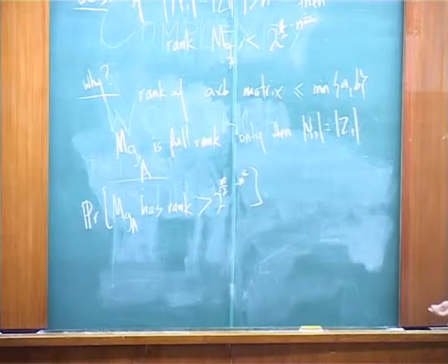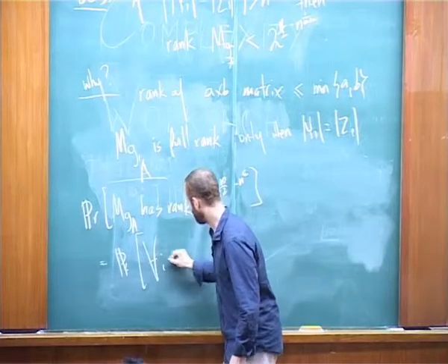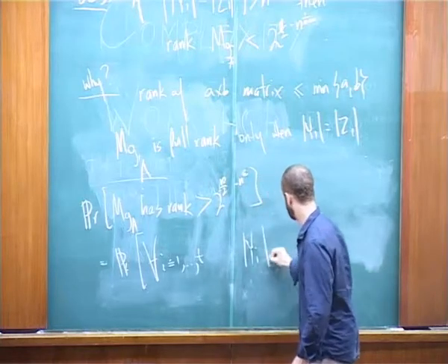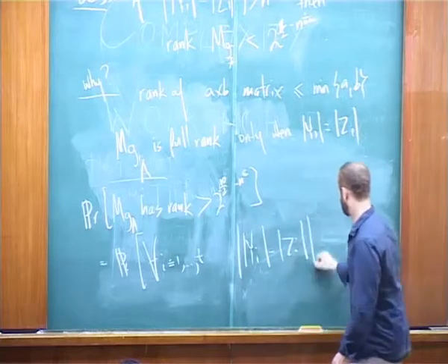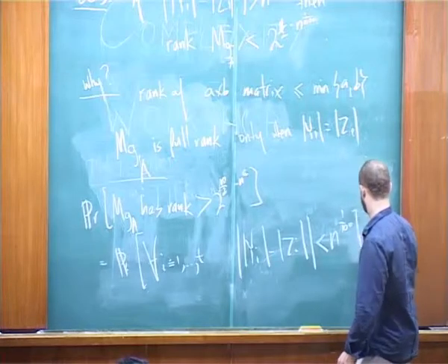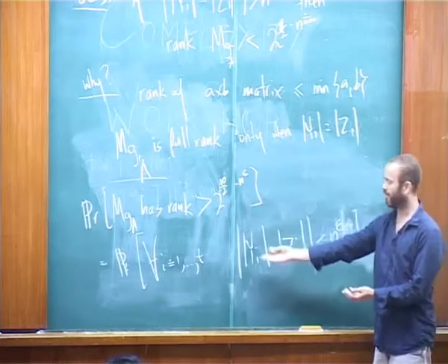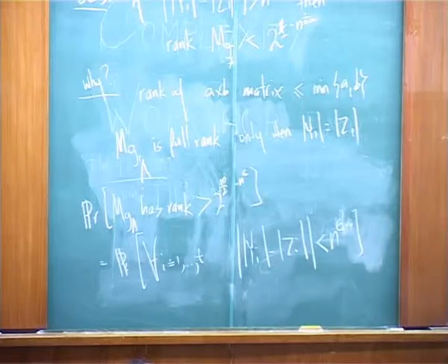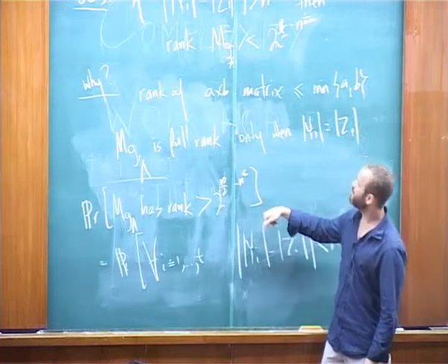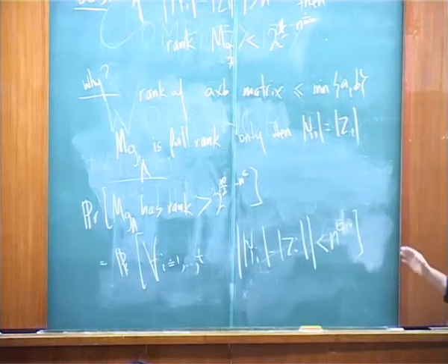And for this to happen, it must be that for every i from 1 to t, the size of y_i minus the size of z_i is smaller than n to the epsilon. The only way the rank is full is if all of them are close. Here there is maybe a slight amount of thinking to do to see how the other things contribute. So there is a small gap here. I will not explain. It's very simple.